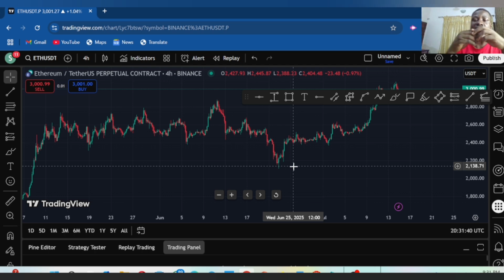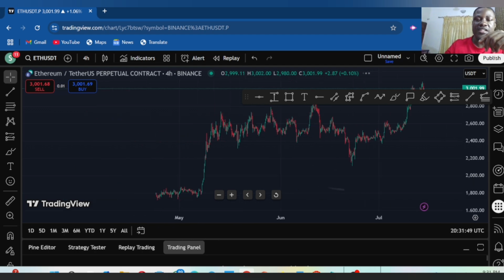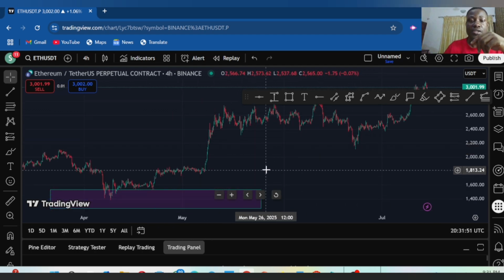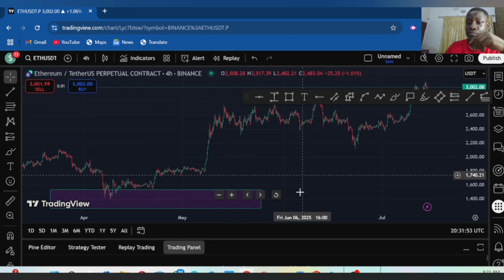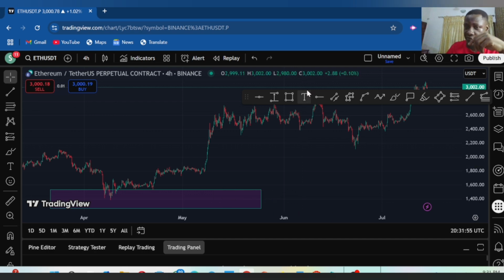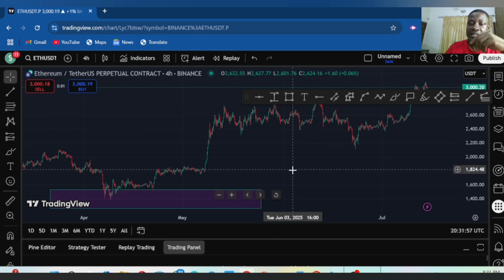All right, so now for you to actually draw support levels, there are two things you should note. You should understand that support levels are usually below, not above. And then you should note that for you to draw a very key support level, there must be 2 to 3 touches.